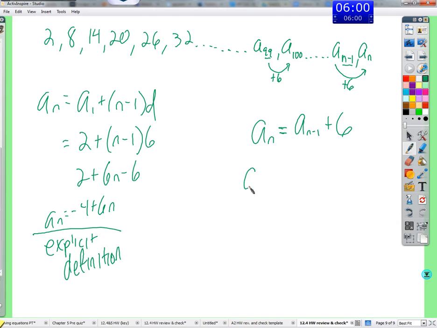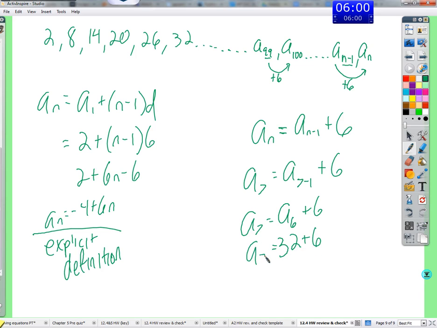So let me give you an example. A sub 7 is equal to a sub 7 minus 1, that is a sub 6, plus 6. Do we know a sub 6? Yes, a sub 6 is 32. 32 plus 6 is a sub 7, so a sub 7 is 38. Now that we know a sub 7, we can find a sub 8. A sub 8 is equal to a sub 7 plus 6. But it's going to take you a while to get up to 99 to get to 100. That's why we like explicit rules quite a bit. We like the formula. That's an explicit definition.